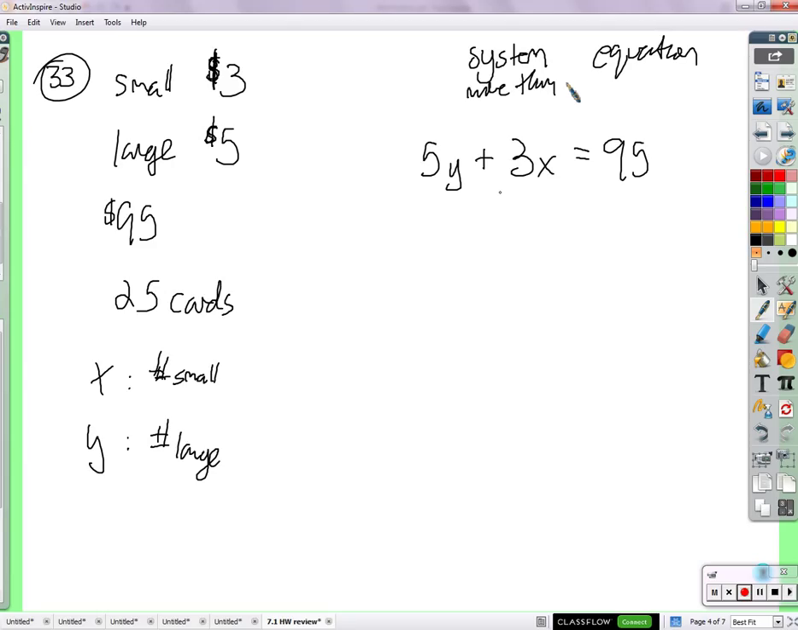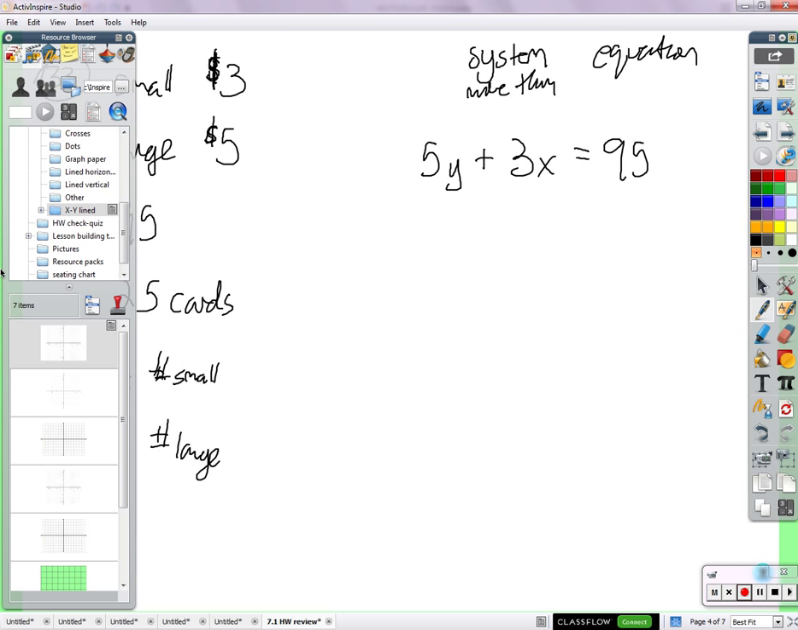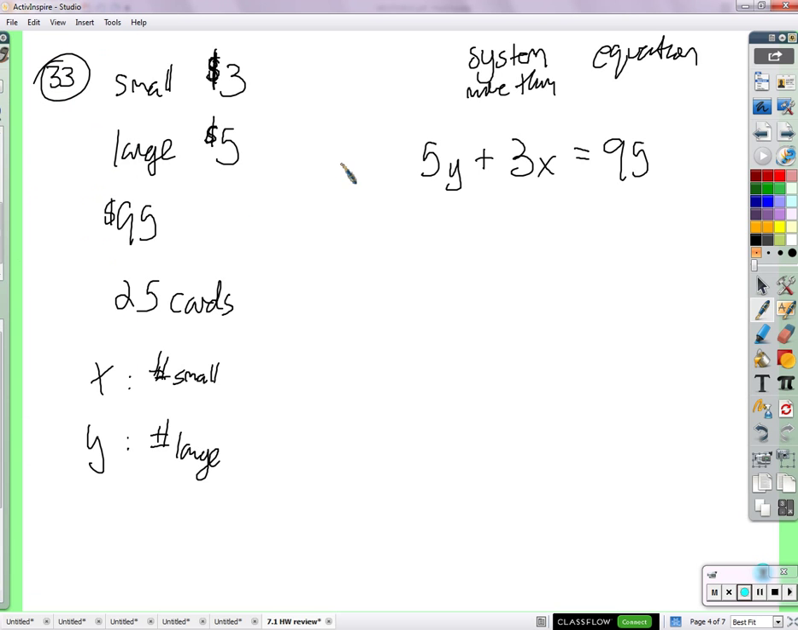Well, in the real life scenario where this kid is selling cards, what does 5 have to do with that scenario? All the pertinent information is written right here. So what does 5 have to do with it? Well, that's $5 per each large card. Right, and what does Y represent? How many cards he has. How many of what kind of cards? Large cards. So large price times large number, right?